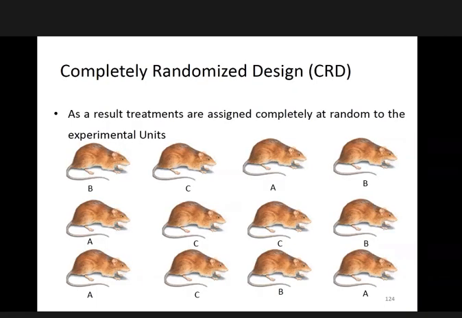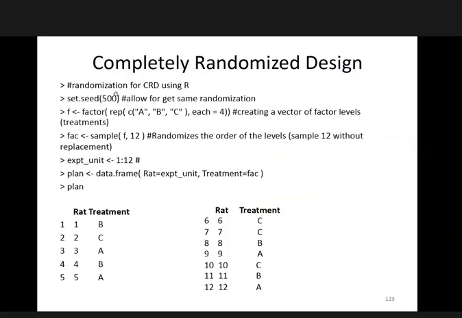So what this implies, since the experimental units are very similar, is that we need a way of assigning treatment to each experimental unit so that each experimental unit has an equal chance of receiving any of the treatments that we have here. So any of the rats can receive any of the treatments. Let me go back to the previous slide.